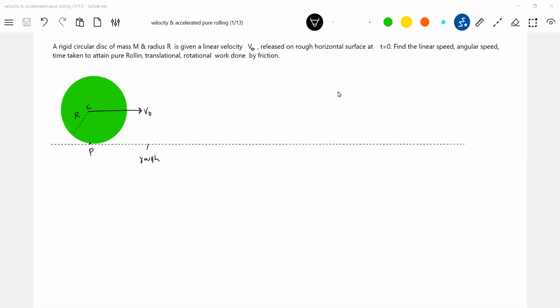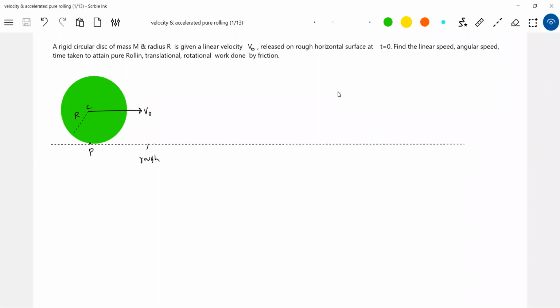A rigid circular disk of mass m and radius r is given linear velocity v0 and released on a rough horizontal surface at t equals 0. Find the linear speed, angular speed, time taken to attain pure rolling, and the translational and rotational work done by friction when it attains pure rolling. Finally, when it attains pure rolling is what is being asked. First, directly come to this: what is the type of slipping?